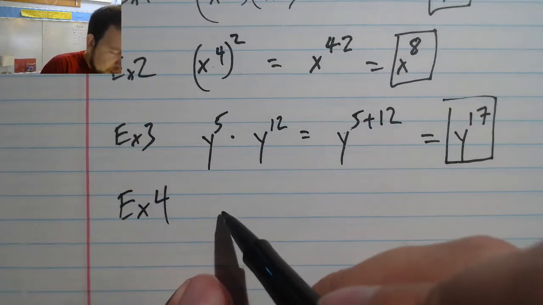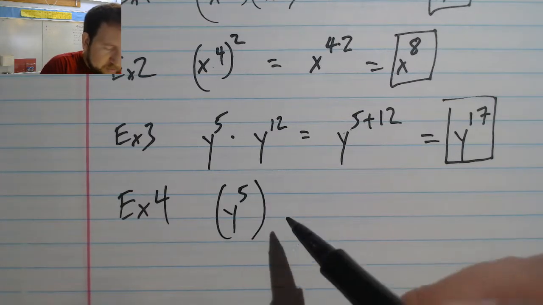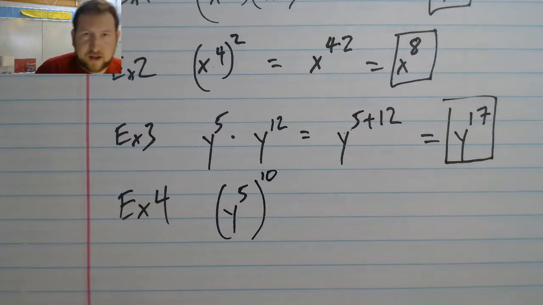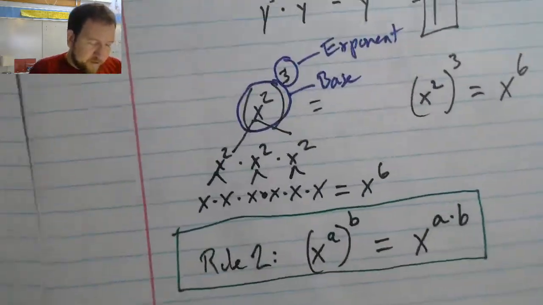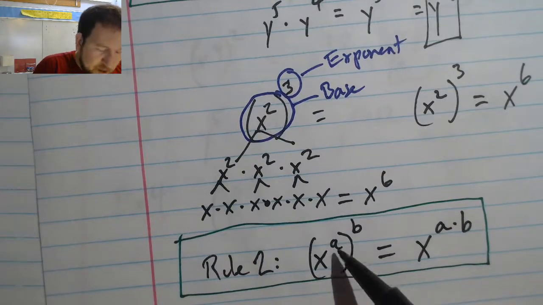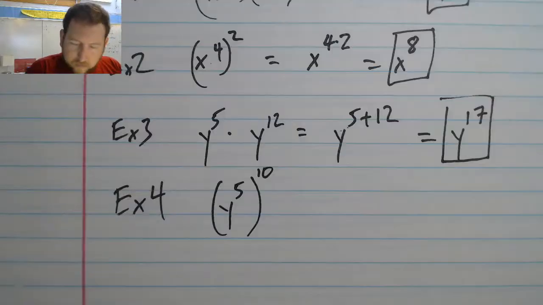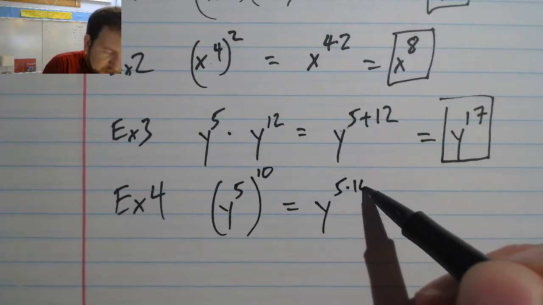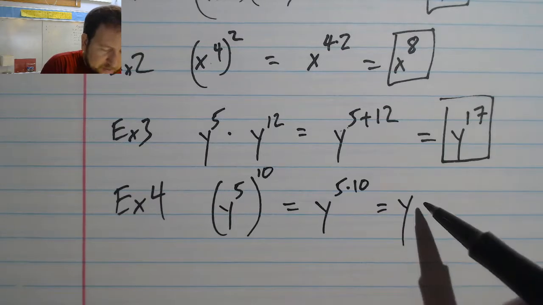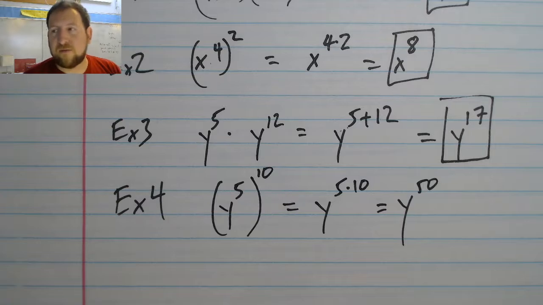And lastly, we'll go example 4. Let's take a look at y to the 5th, to the 10th. In this case, I am going to be using rule 2 because I'm bringing a group to a power again. You can kind of see how that looks. So I'm going to multiply them. So I have y to the 5 times 10, and that is equal to y. 5 times 10 is 50, so y to the 50th power.